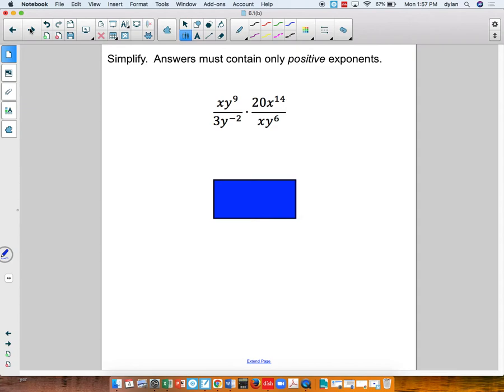So we've got two terms, xy to the 9th over 3y to the negative 2 times 20 x to the 14th over xy to the 6th. There's a few different ways that you can approach this problem depending on how you would like to simplify it. So I'll show one way, but you might do it a completely different way, and that's absolutely fine.